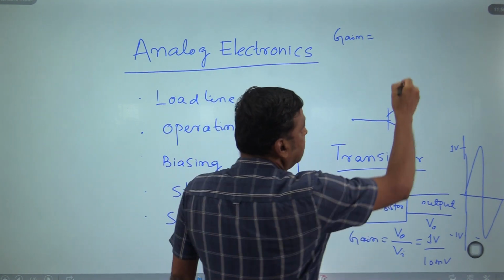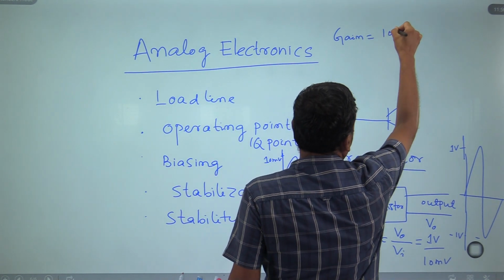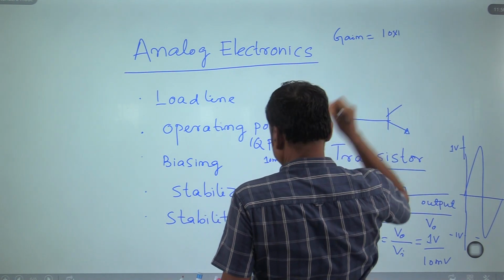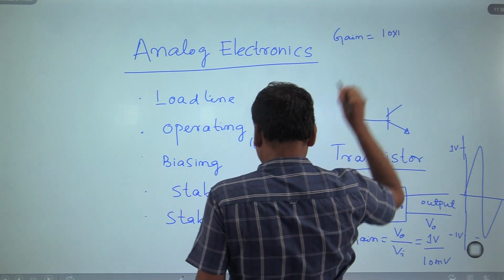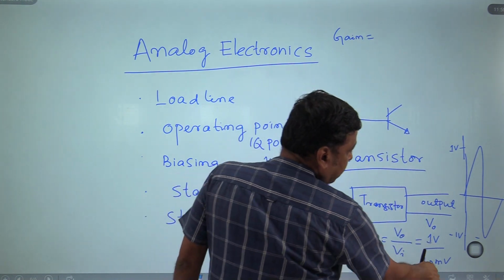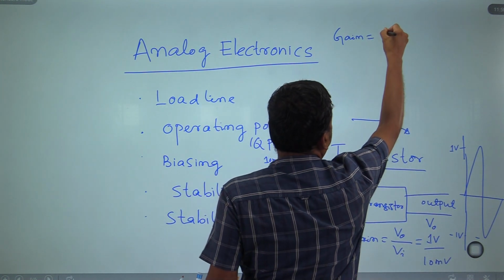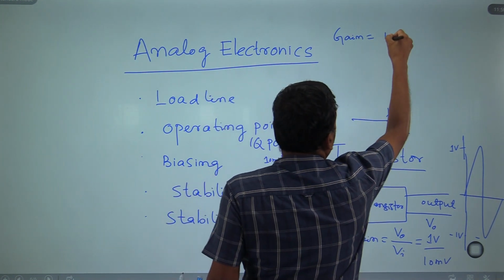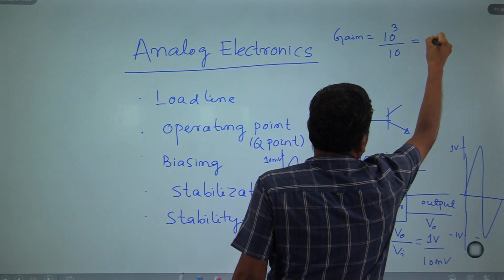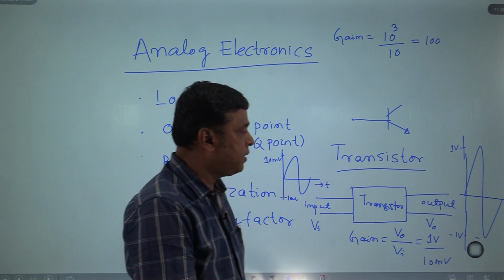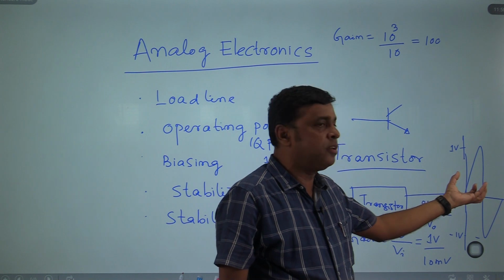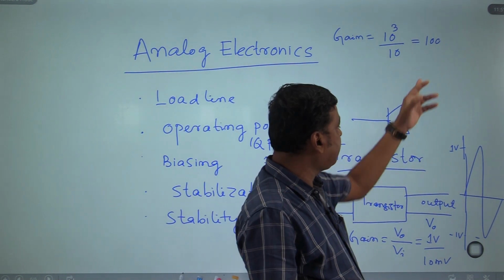So, gain will be how much? That is 10 to the power plus 3 divided by 10, that will be 100. So, gain is 100. If input is a 10 millivolt signal and output is a 1 volt signal, that means the output is 100 times the input signal.